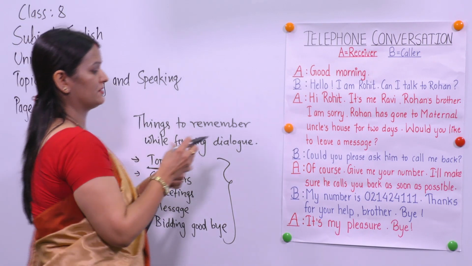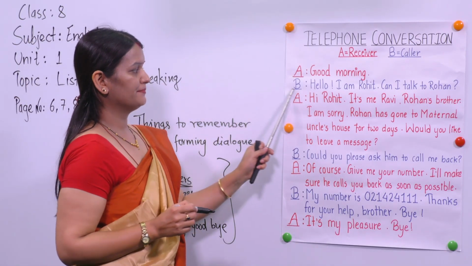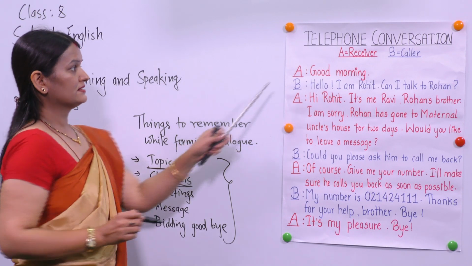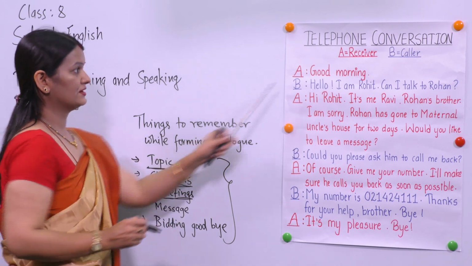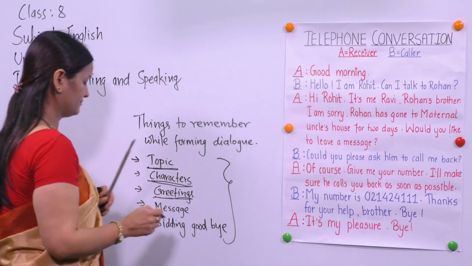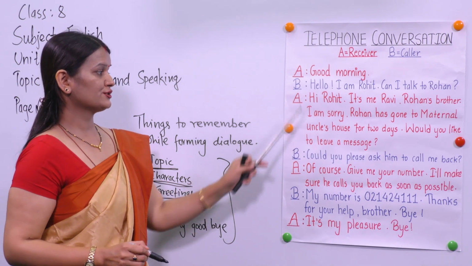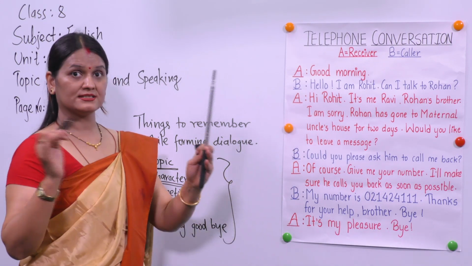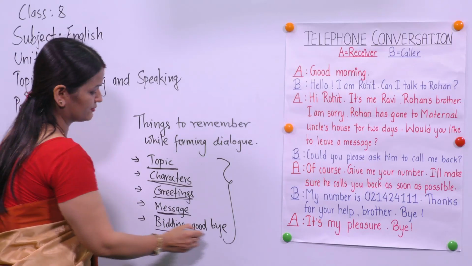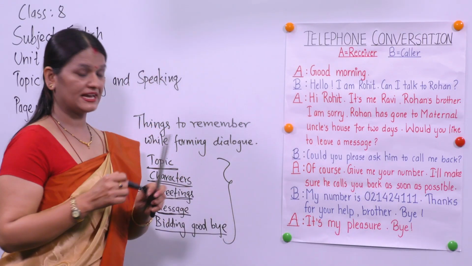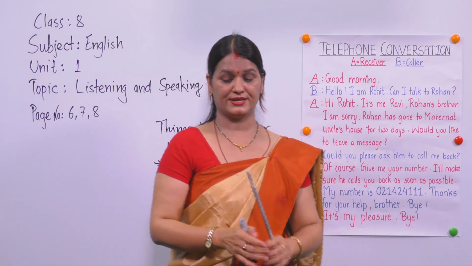First, you should talk about the topic, telephone conversation. Then after, you should write the characters, you know, here A, B, in this way. If you write names, it will be better, okay? And greetings, you will write good morning, good afternoon, good evening, whatever it is. Then the message, about what you are talking, you will write. There should be an equal number of turns, if possible. You have to think about that as well while writing the message. Then after, bidding goodbye at last. Okay, in this way we can form the dialogue. I think when you get time, you will do it.